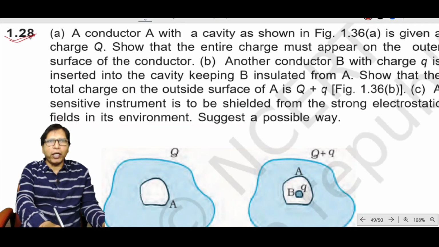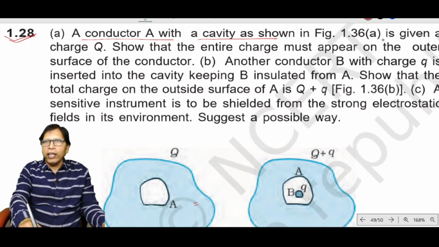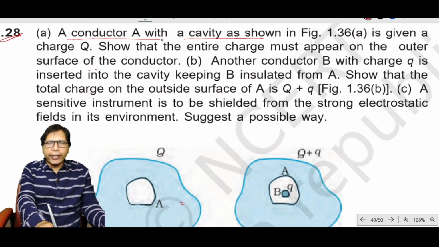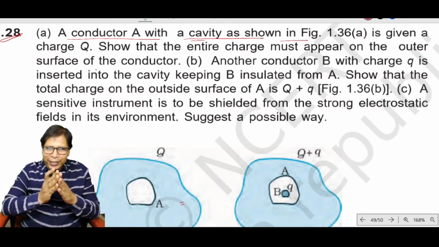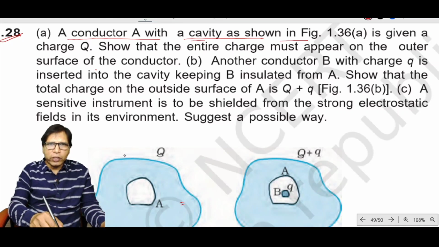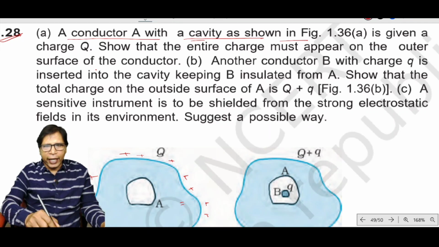NCERT numerical 1.28. A conductor A has a cavity as shown in the figure. Look at this, this is the conductor A. A conductor A with a cavity as shown in the figure is given a charge Q. As it is a conductor, this Q charge always remains on the outer surface. So charge always resides on the outer surface of a conducting body. There is no charge inside it.